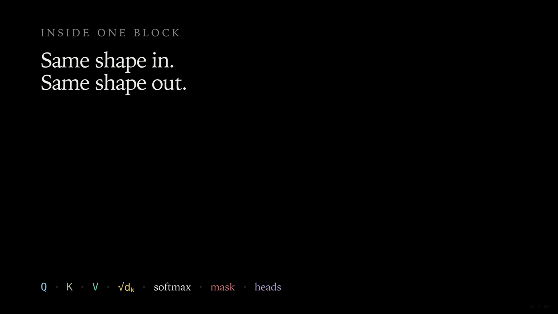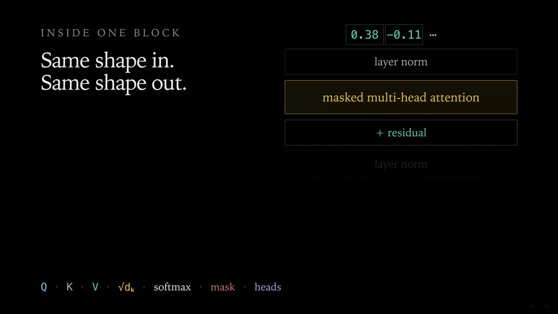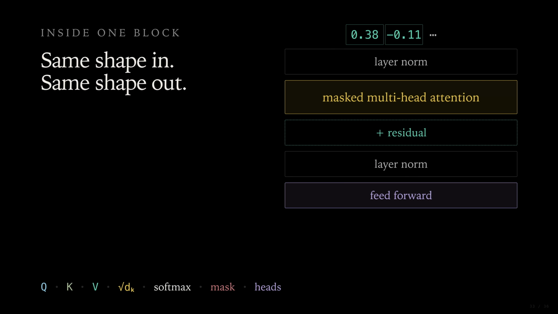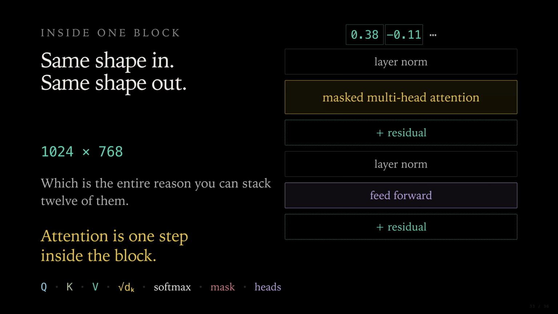Which brings us to where attention actually lives. Inside a single block you get LayerNorm, then masked multi-head attention, then a residual, then LayerNorm again, then the feed-forward network, and then another residual. The shape going into that block matches the shape coming out of it, and that is the entire reason you can stack 12 of them on top of each other.